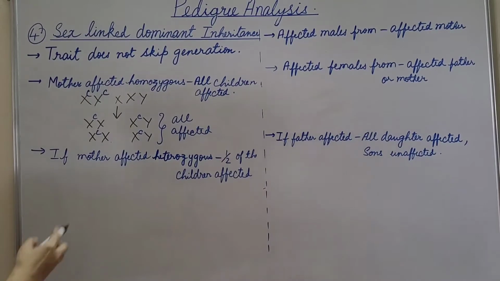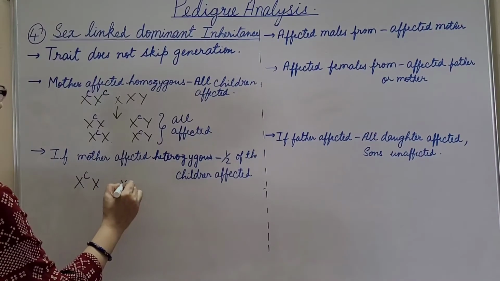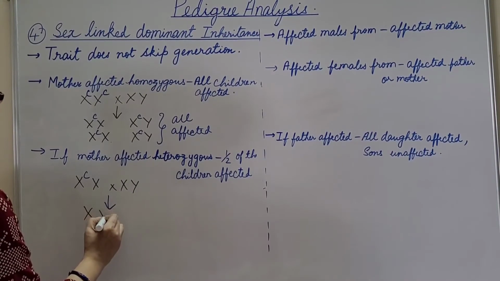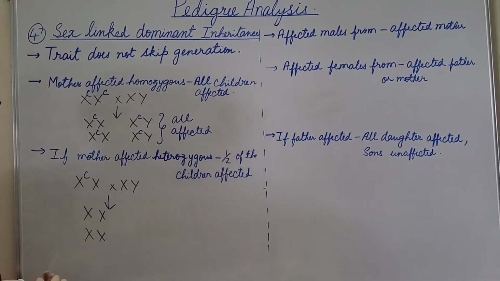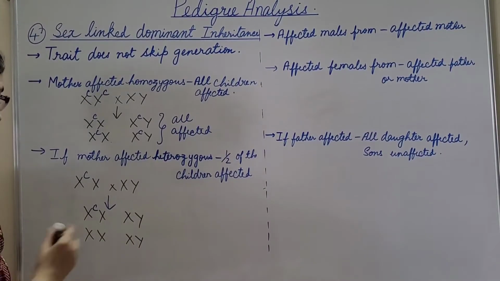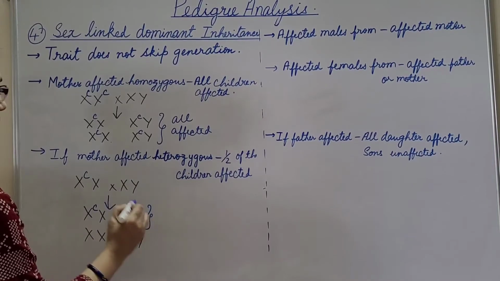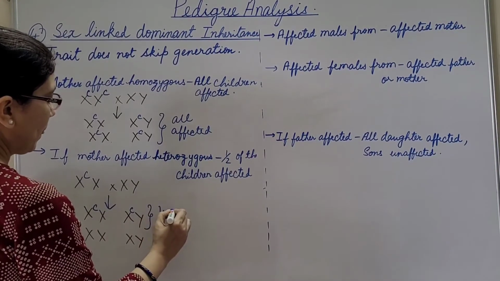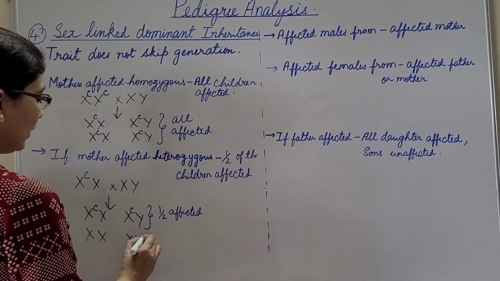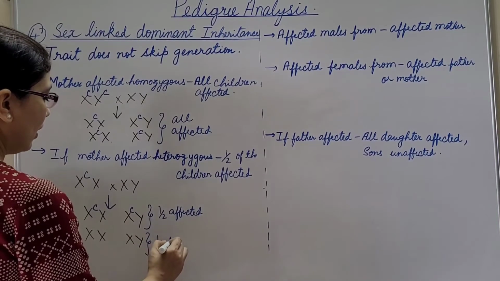If the mother is affected and heterozygous, that means only one copy of the dominant allele is present. Father is unaffected. In that case, half of the children are affected, because half of them receive the X chromosome having the dominant allele, and half are unaffected.